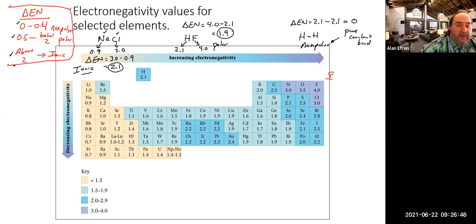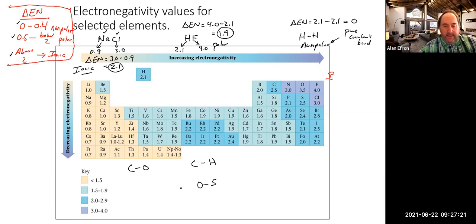Any questions on that? So why don't you try some here? Figure out the difference in electronegativity for these bonds and determine, is it polar, non-polar, or ionic? Let's do the carbon-oxygen bond. Let's do the carbon-hydrogen bond. Let's do oxygen, sulfur.